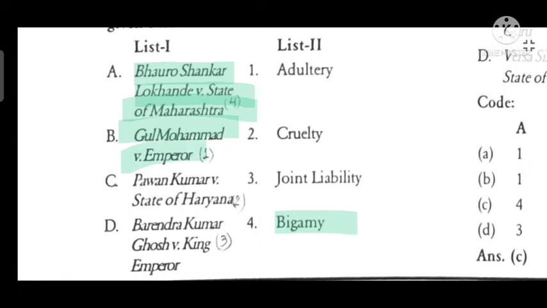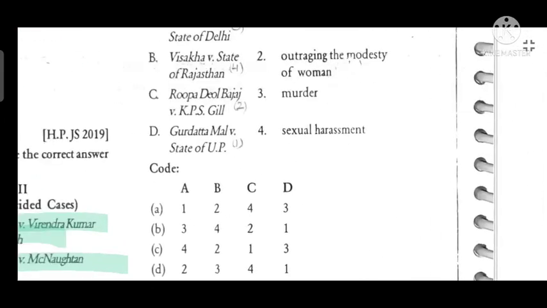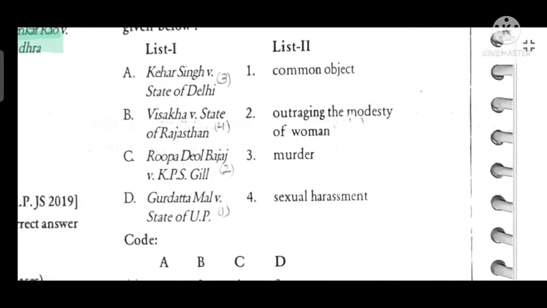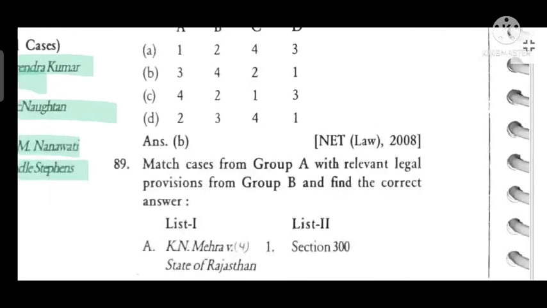Gul Muhammad versus Emperor, adultery. Pawan Kumar versus State of Haryana, cruelty. Barendra Kumar Ghosh versus King Emperor, joint liability. Kehar Singh versus State of Delhi, murder. Vishaka versus State of Rajasthan, sexual harassment. Rupan Deol Bajaj versus K.P.S. Gill, outraging the modesty of women. Gaurī Datt Mall versus State of UP, common object.